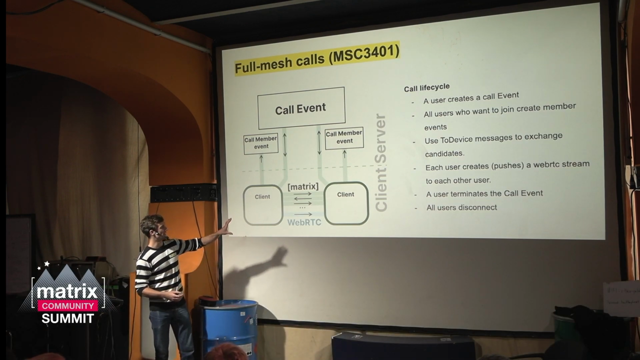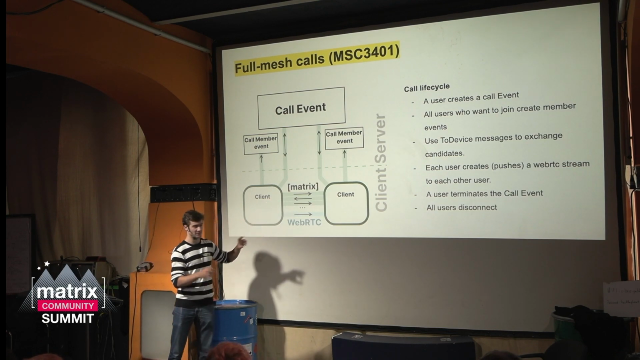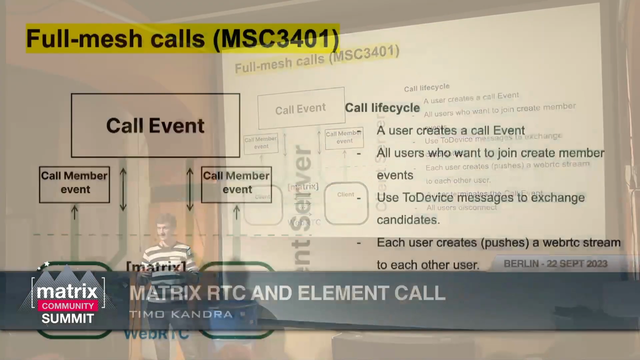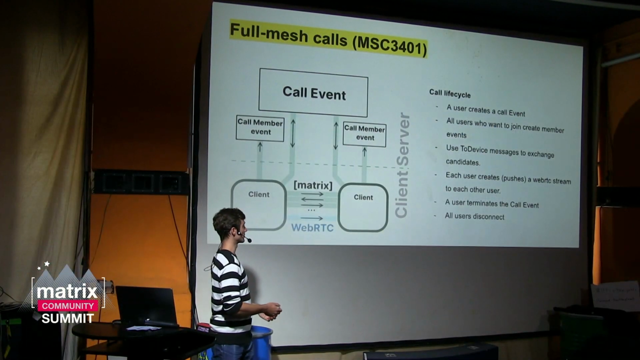And then, at the bottom, we have those green bars as communication channels over Matrix, core Matrix communication things. So those are two device messages, and those are just CS API calls. And we have the WebRTC connection. So I now want to just walk you through how a call setup or a call lifecycle would look like.